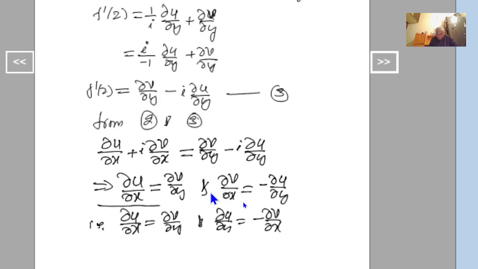So these are nothing but CR equations. So here, if the function f of z is analytic, then the partial derivatives satisfy CR equations. This is the necessary condition for a function to be analytic.